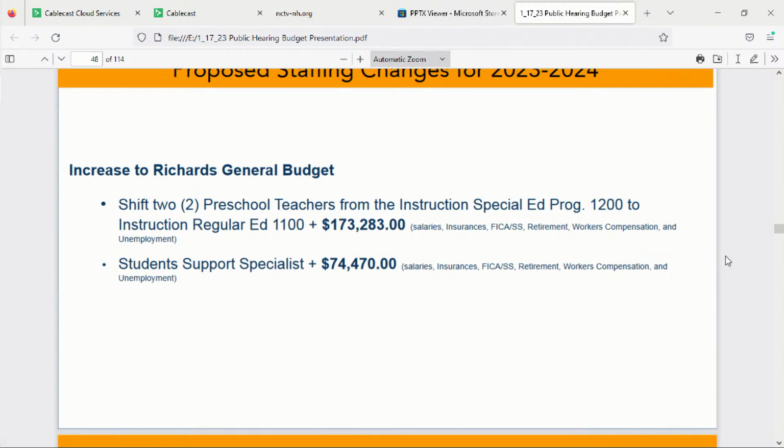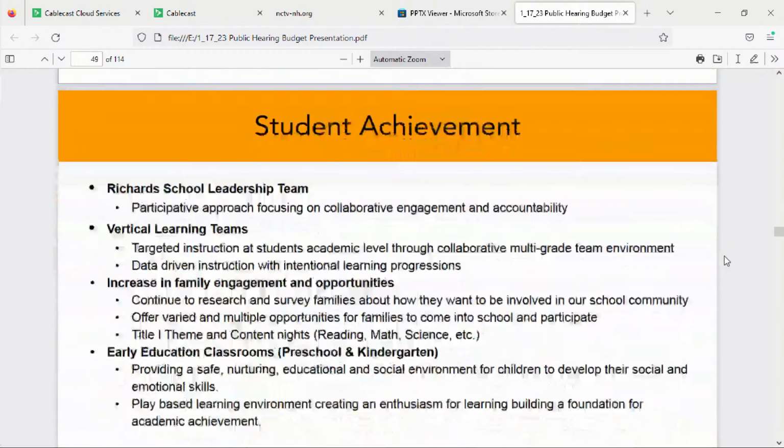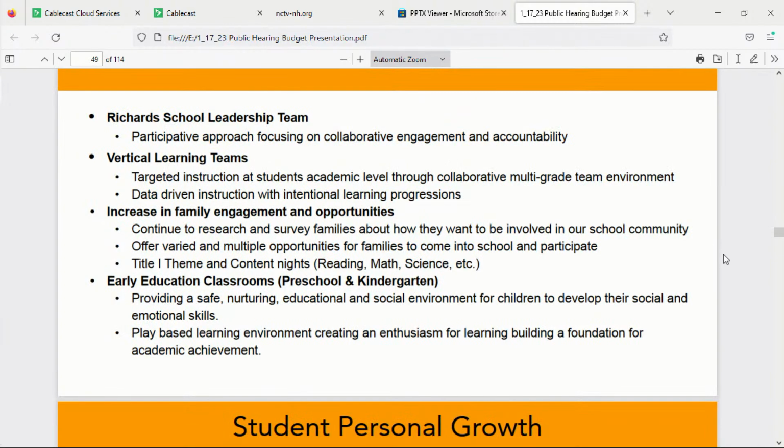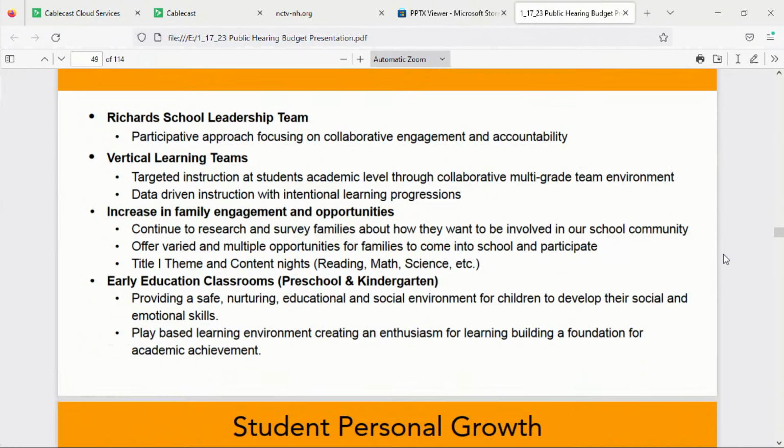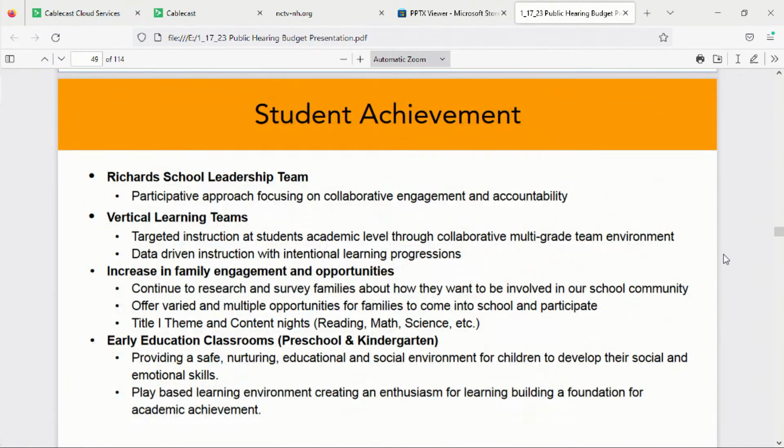So I think it's important for us to understand that at Richards this year, we've added our school leadership team. I can tell you that just by doing this, the communication and the collaborative engagement, teachers are the professionals in the school, and having them involved with the decisions that we make is extremely important, and it's a wonderful team.